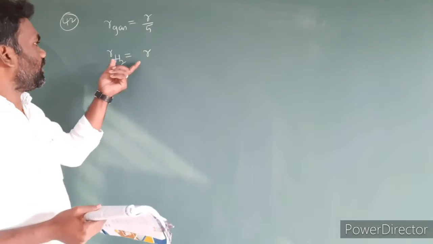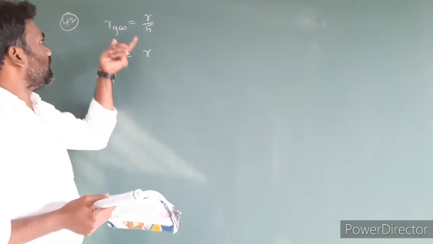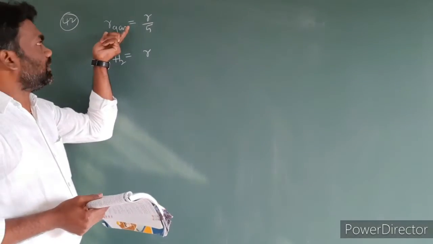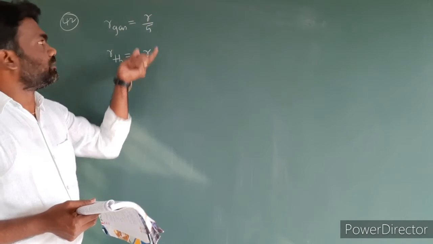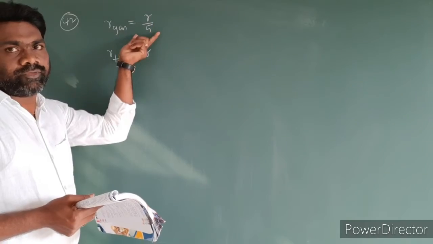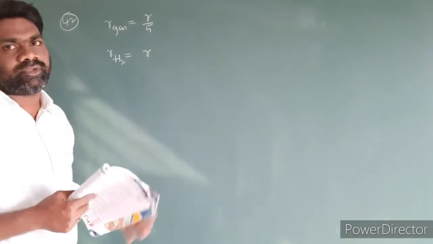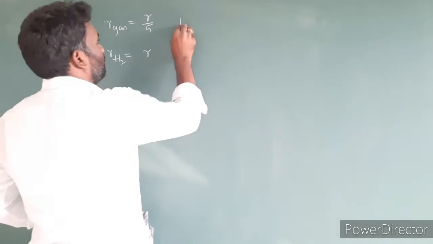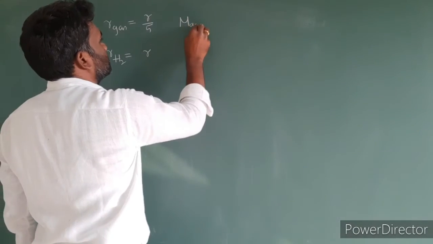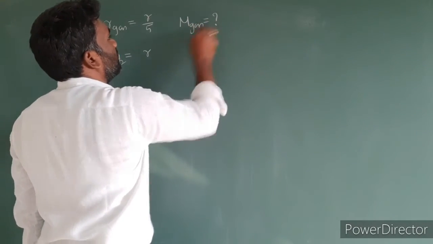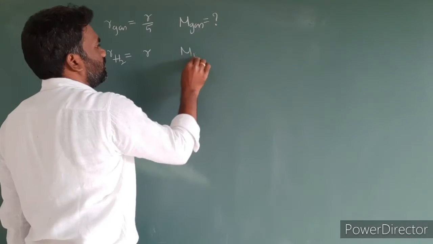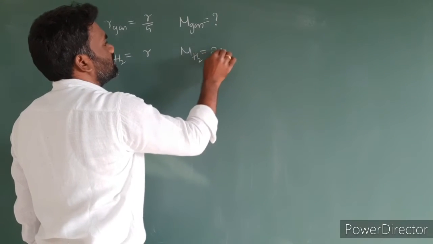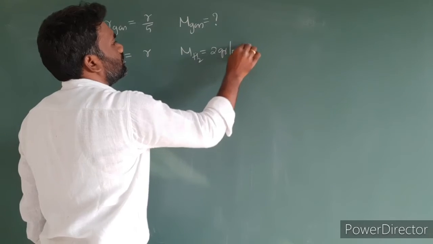The rate of diffusion of hydrogen gas is R, and the rate of diffusion of the unknown gas is 1/5 of hydrogen gas, which is nothing but R by 5. We have to find the molar mass of this gas. The molar mass of hydrogen gas we already know very well, it is 2 gram per mole.